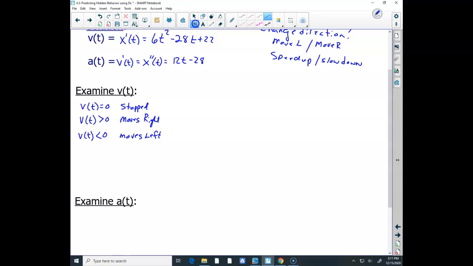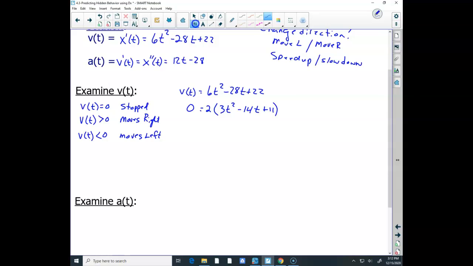So what we need to do is take our v of t, which is 6t squared minus 28t plus 22. What we're going to do is factor this. Hopefully we see that there is a GCF of 2. We want to know when it's 0. So we're going to pull that 2 out: 3t squared minus 14t plus 11.